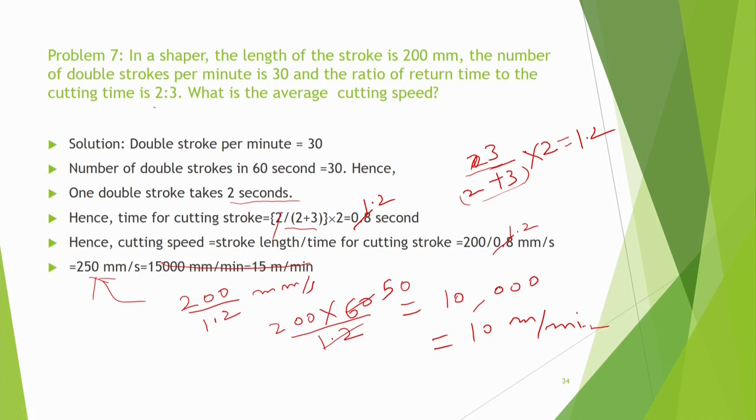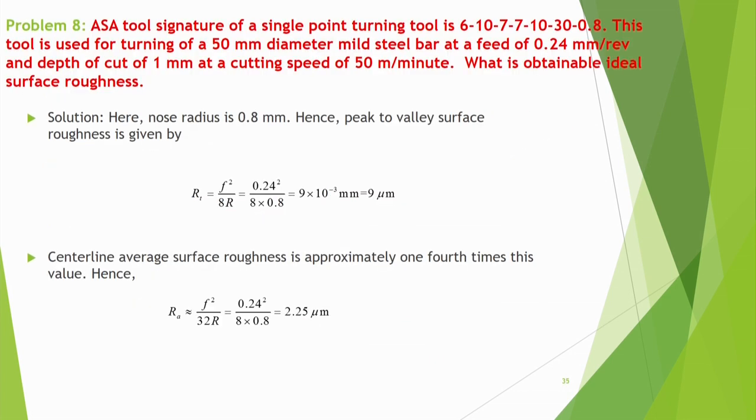So, we may sometimes have to estimate the cutting stroke time and all that. Then let us see one or two problems on surface roughness. Suppose the tool signature of a single point cutting tool is this much. This tool is used for turning of a 50 mm diameter mild steel bar at a feed of 0.24 millimeter per revolution and depth of cut of 1 millimeter at a cutting speed of 50 meter per minute. What is the obtainable ideal surface roughness?